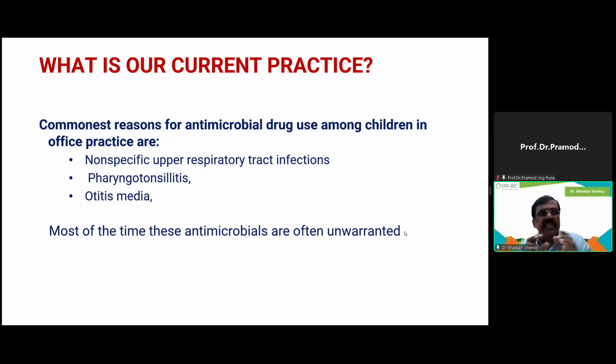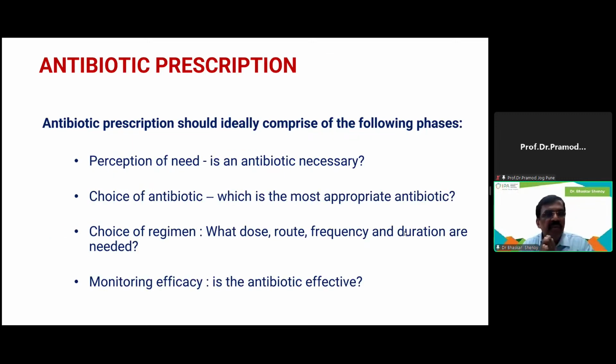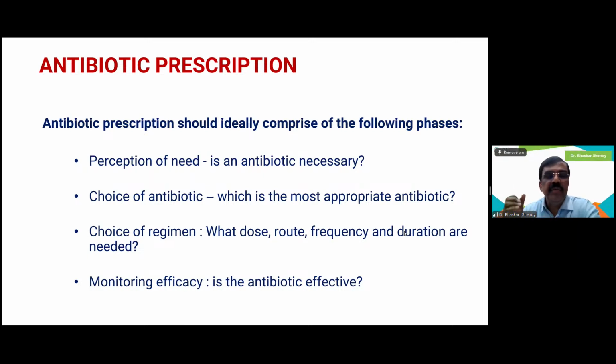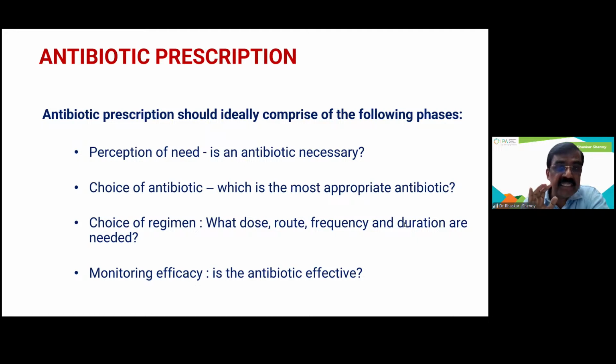So what is the current practice? Commonly, the conditions we see in practice are non-specific URI, pharyngotonsillitis, and otitis media. As I told, most of the time they don't need antibiotics. When you write an antibiotic, you should ask yourself at least 4 questions. One is perception of the need: is an antibiotic necessary? Just spend a few seconds. Choice of antibiotic: which is the most appropriate antibiotic for that particular condition. And what is the dose, route, frequency, and duration? Because duration also matters. Sometimes you keep on giving for a longer time.